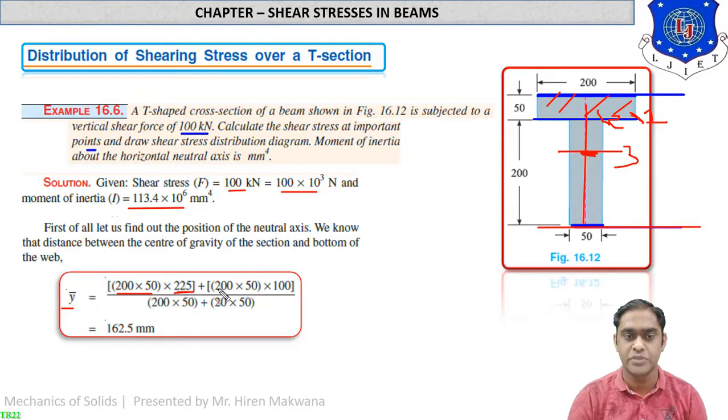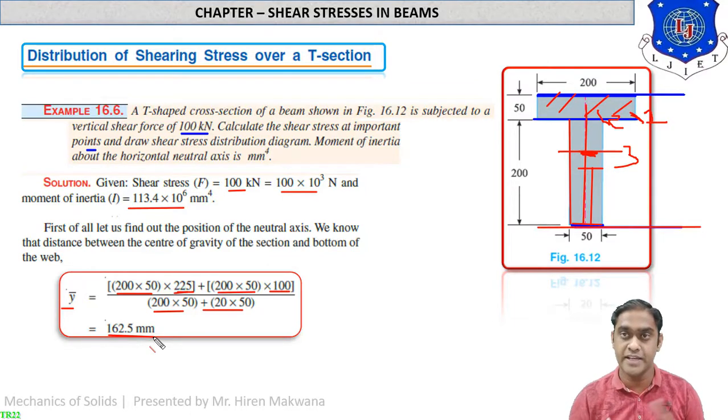So this is A1y1 plus A2y2, means second area and the distance. 200 into 50 is the second area, and the distance of center of gravity will be at the midpoint. From the bottom it is 100. Now divided by A1 plus A2, means these two brackets itself. So answer of y bar will be 162.5 mm. So this is the regular method to find the center of gravity, and then you can calculate the moment of inertia about horizontal central axis IXX, which will give the value of 113.4 into 10 raised to 6 as described.